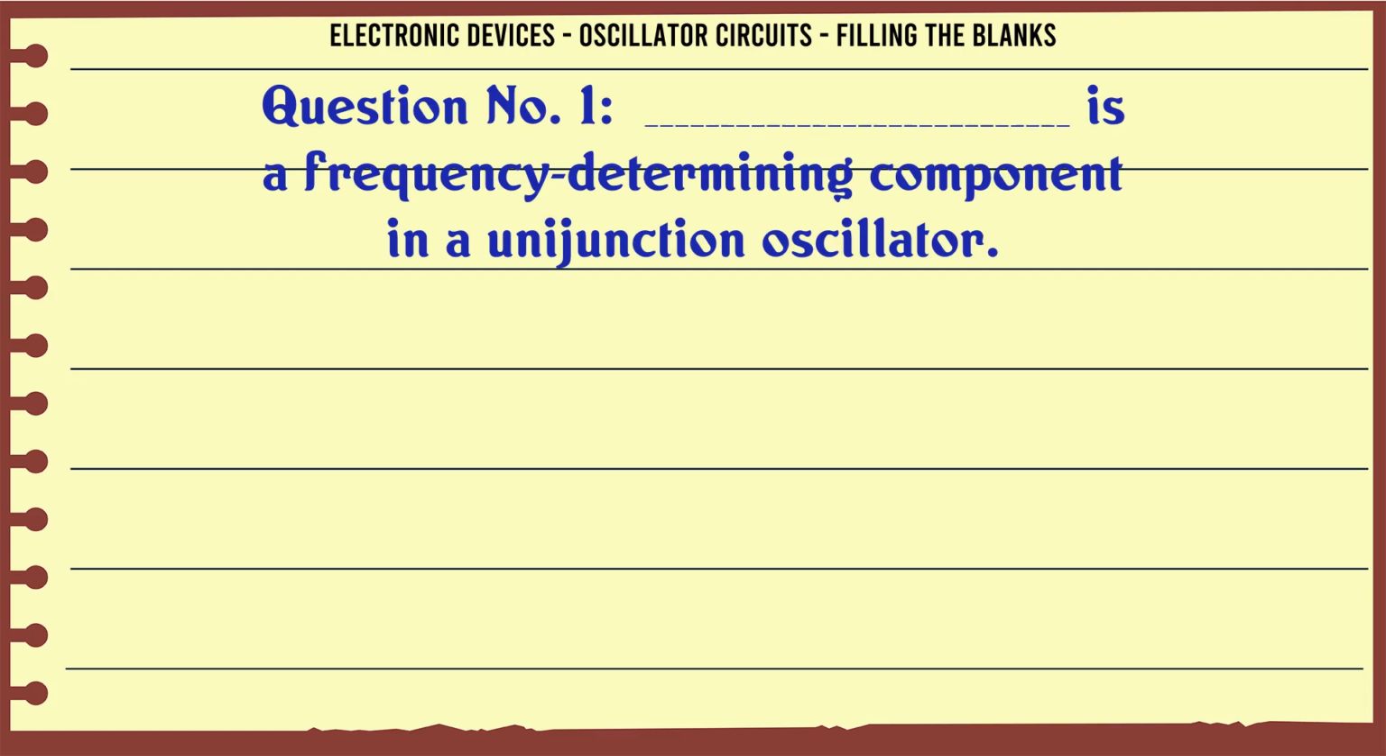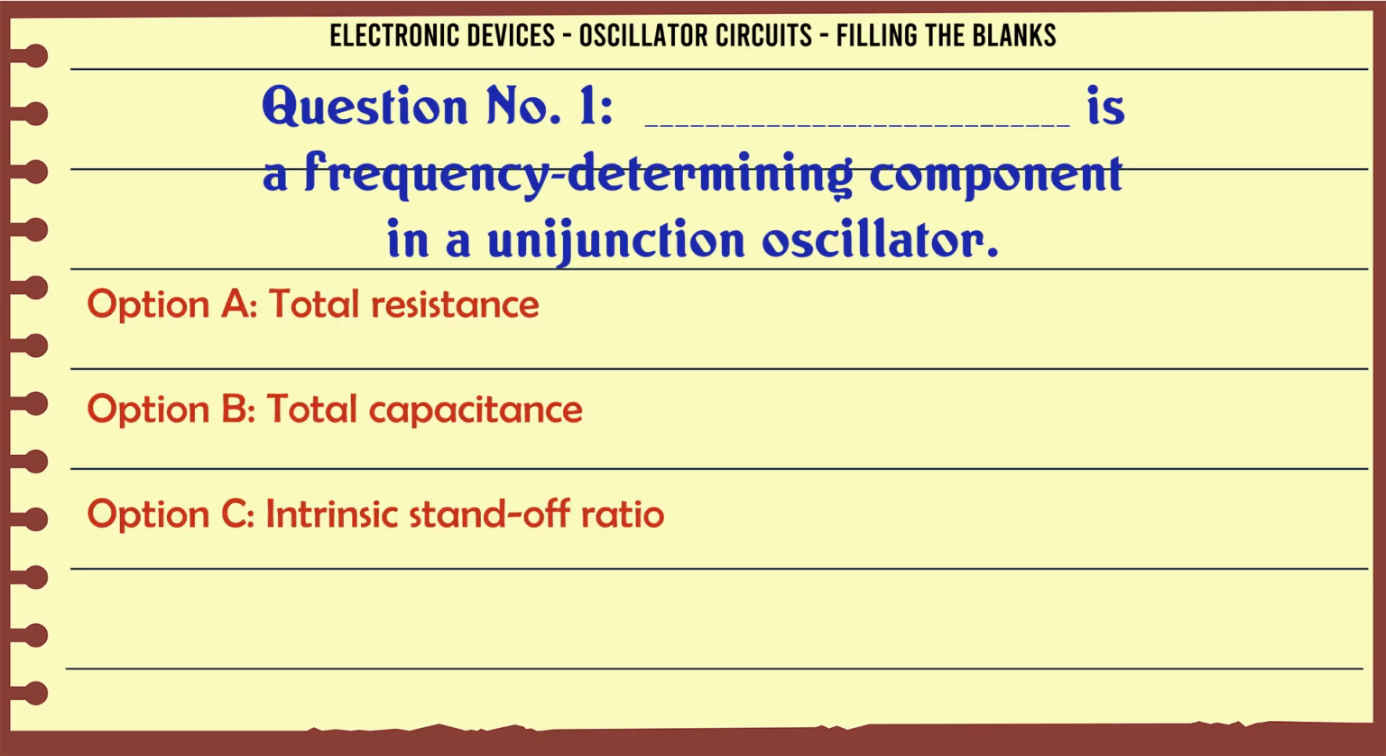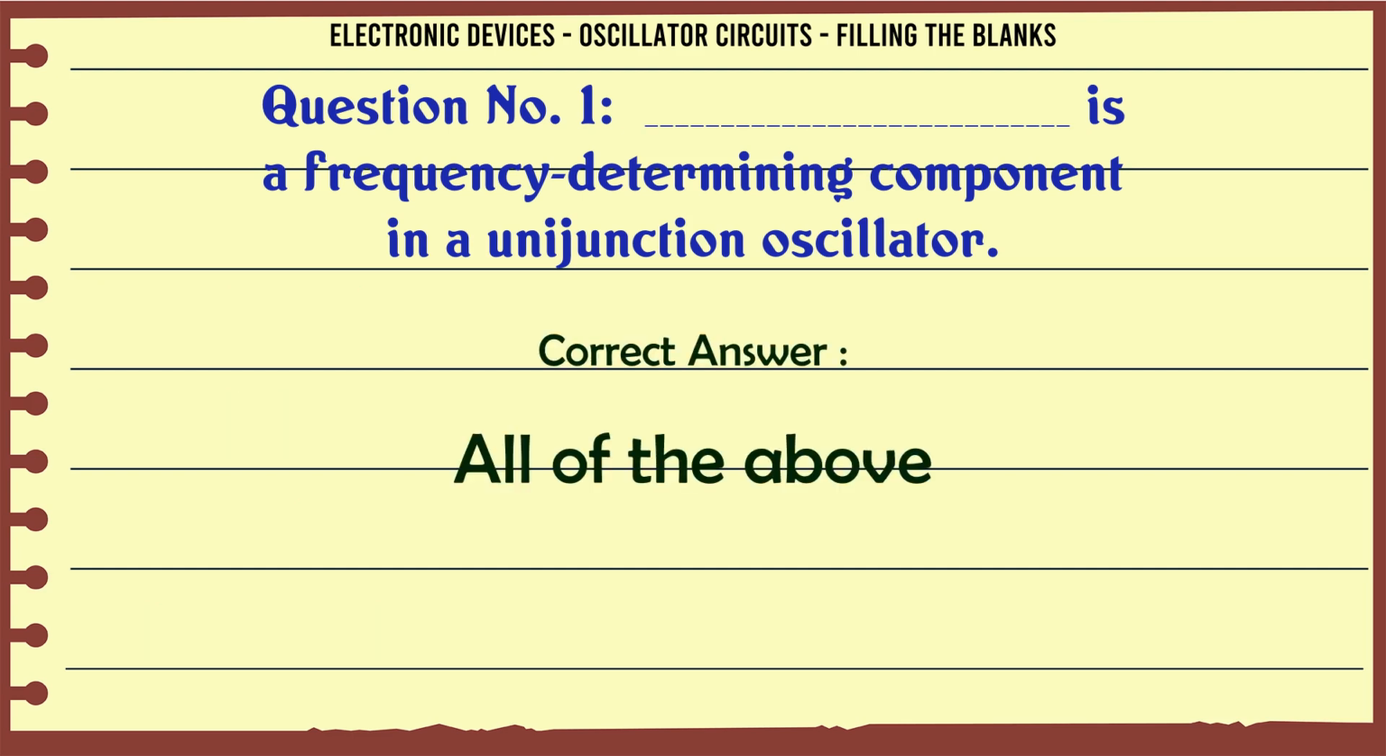is a frequency-determining component in a unijunction oscillator. A. Total resistance. B. Total capacitance. C. Intrinsic standoff ratio. D. All of the above. The correct answer is all of the above.